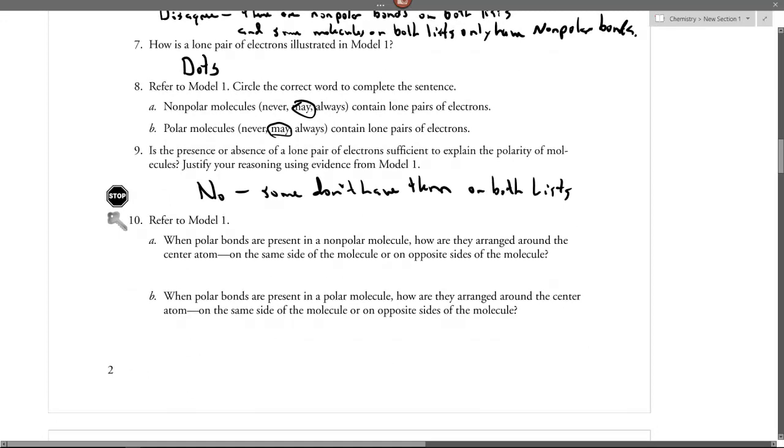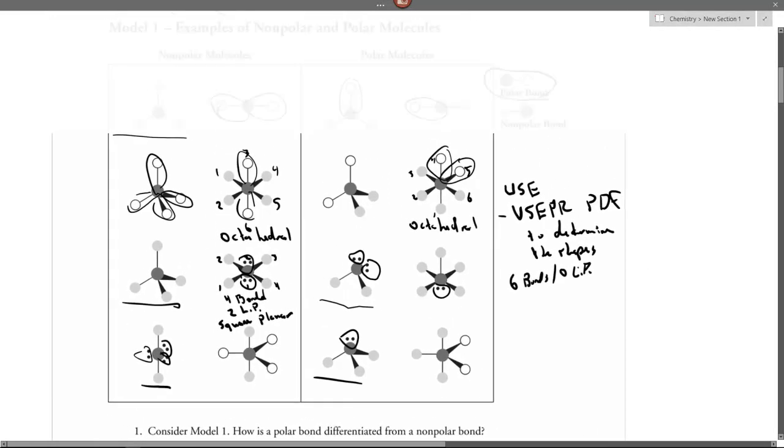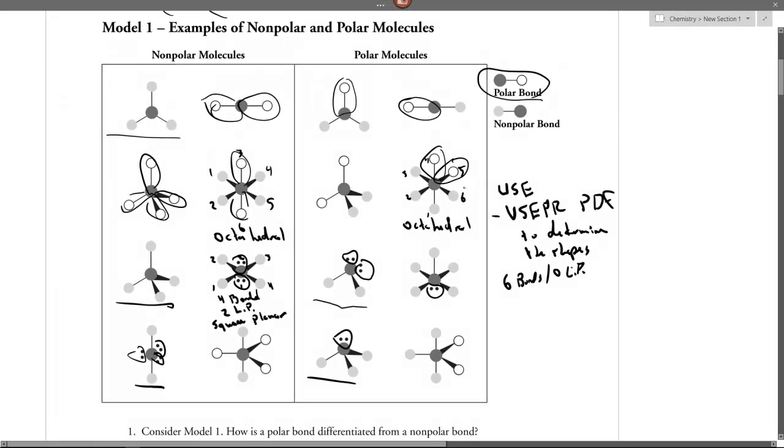Okay. When polar bonds are present in a nonpolar molecule, how are they arranged around the center atom? On the same side or opposite sides? Same with nonpolar bonds. How are they arranged around the center atom? Same side or opposite sides. We want to look at nonpolar and polar molecules and see how the polar bonds are arranged. Okay. So if I look here at some of these, well, this looks like I've got two polar bonds on one side of the molecule. Here's a polar bond. These appear to be on one side of the molecule. On one side of the molecule for polar molecules.